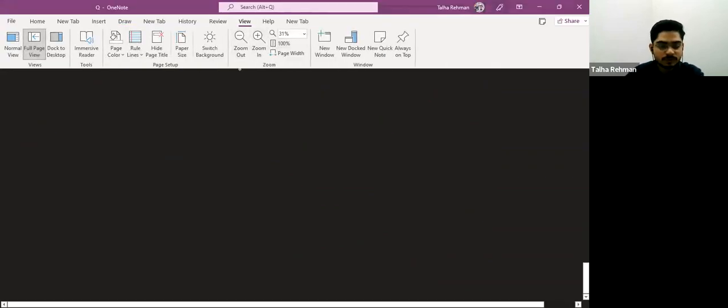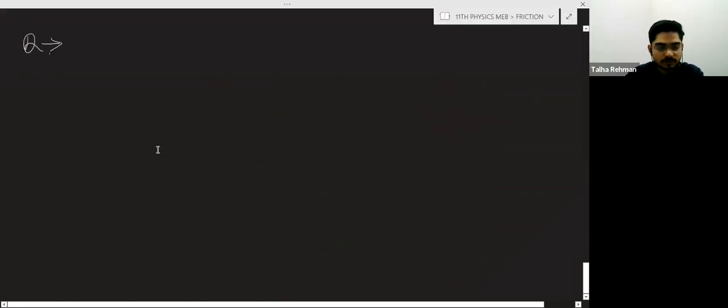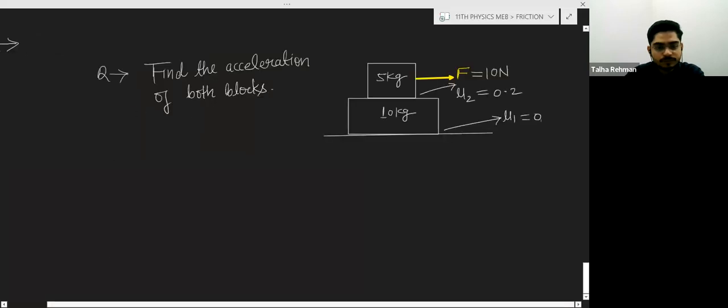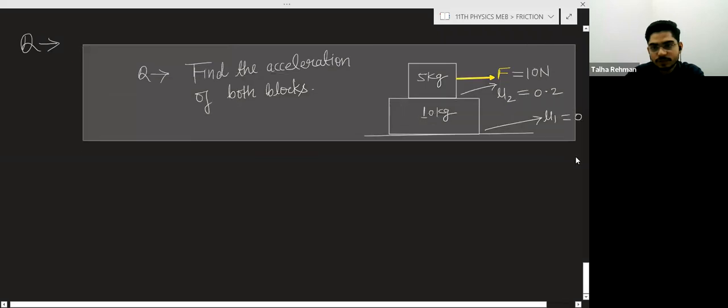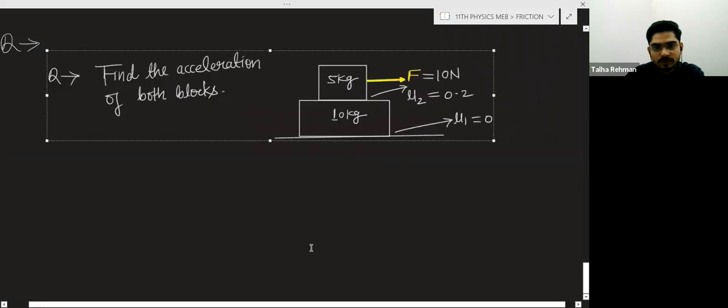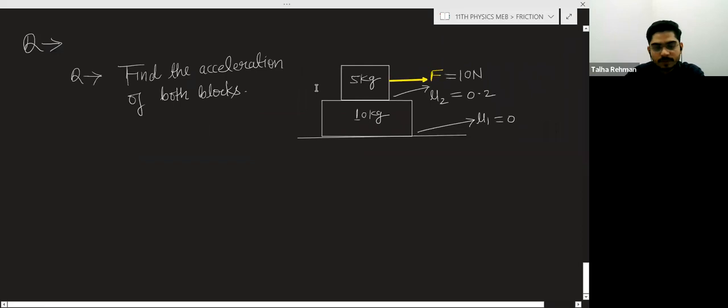So see this question. This is the question: find the acceleration of both the blocks. And 10 Newton force is being applied. So in this case, what will you do?